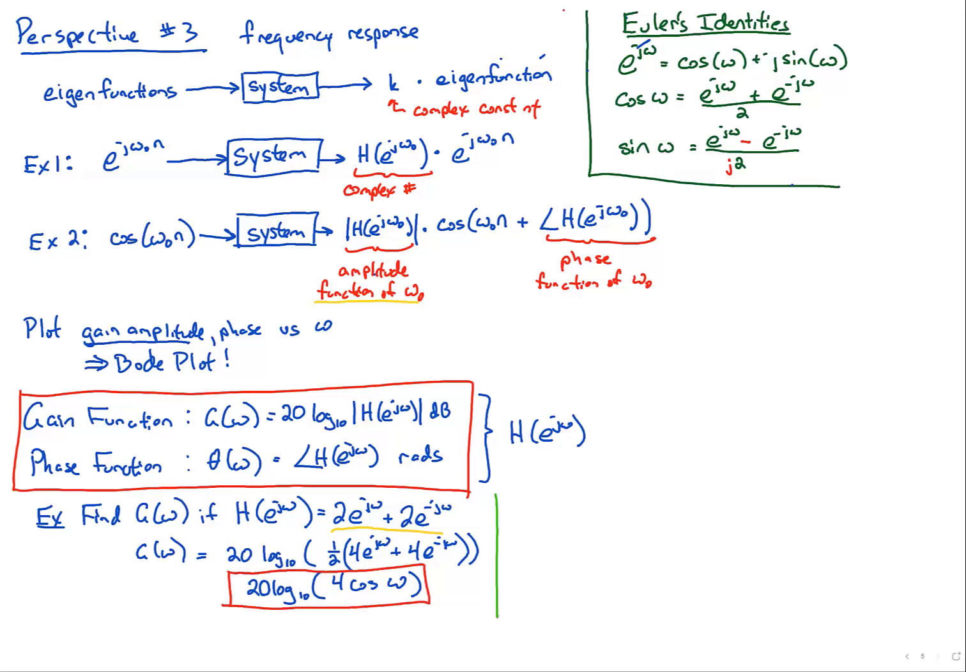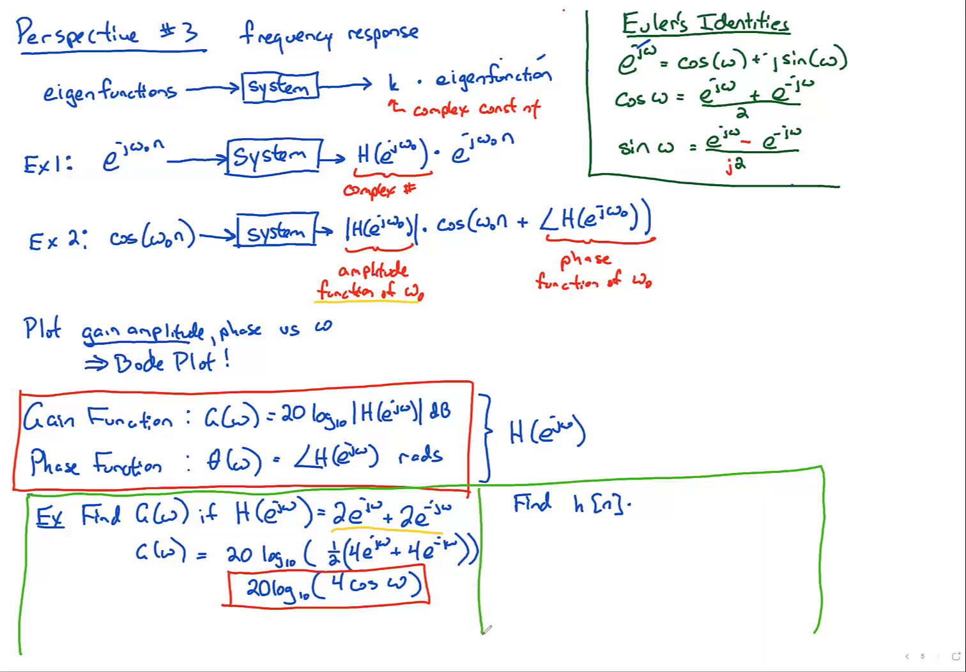Okay. Let's do another one. Find the impulse response of this system we were just talking about. To make it clearer, this is all one example. So find h of n if h of e to the j omega is equal to that same thing, 2e to the j omega plus 2e to the minus j omega.